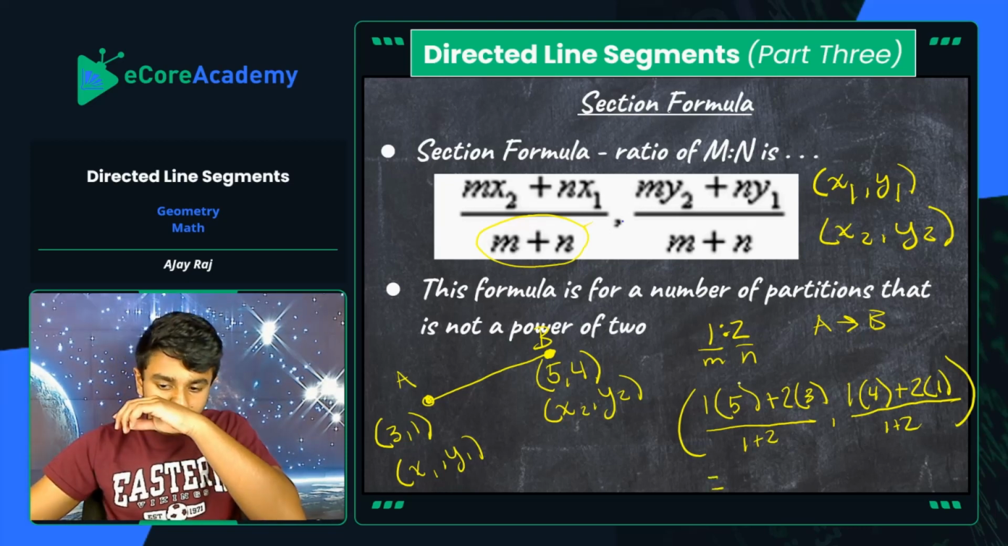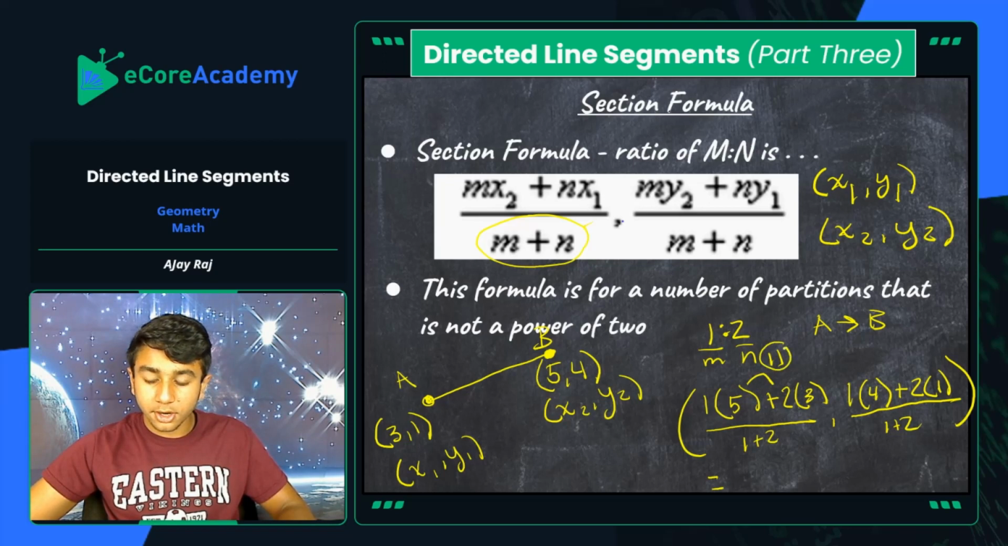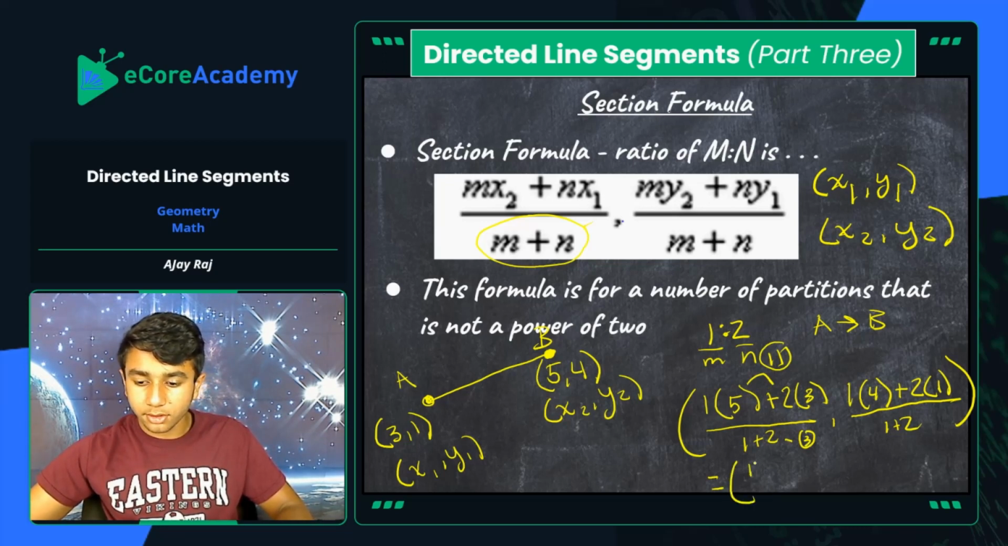So 1 times 5 is 5. 2 times 3 is 6. 5 plus 6 is 11. And then so you have 11 up here. So the sum of these two is 11. And then 1 plus 2 is equivalent to 3. So it's going to be 11 over 3 as our x coordinate here. So 11 over 3, comma.